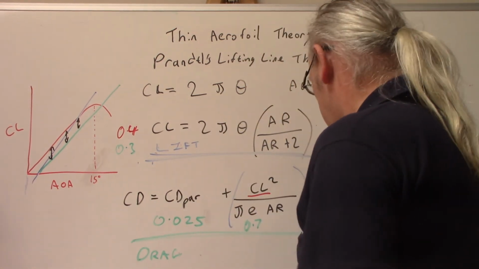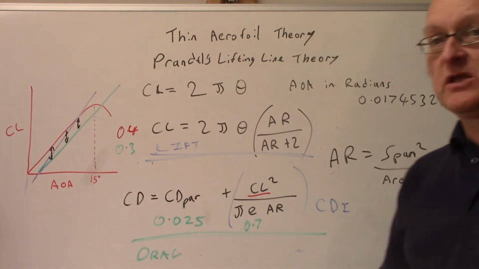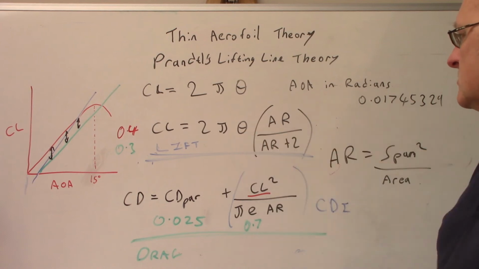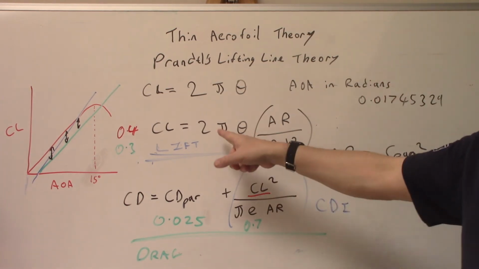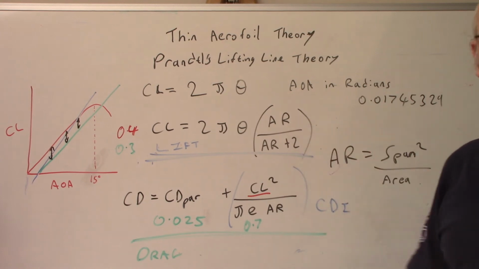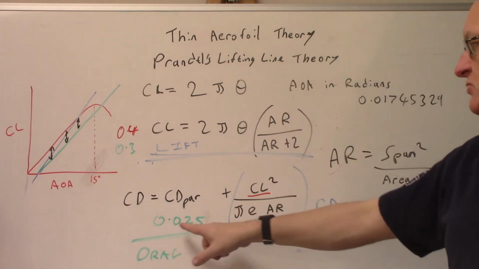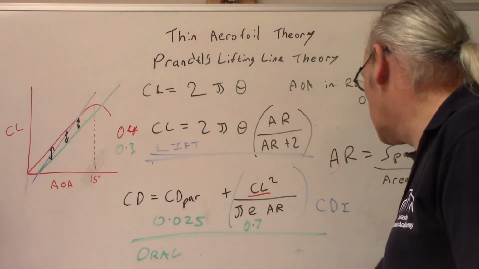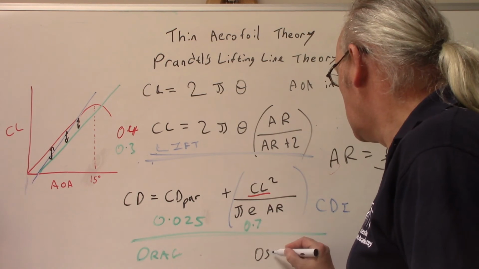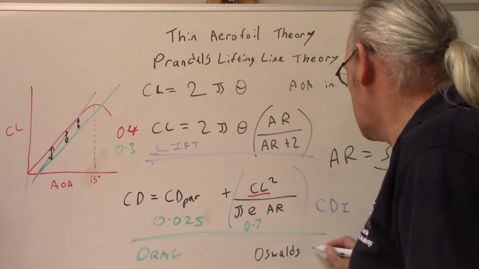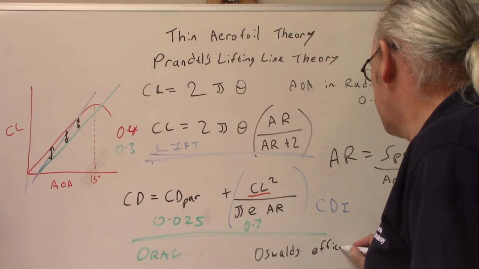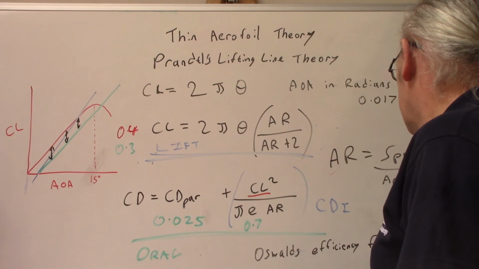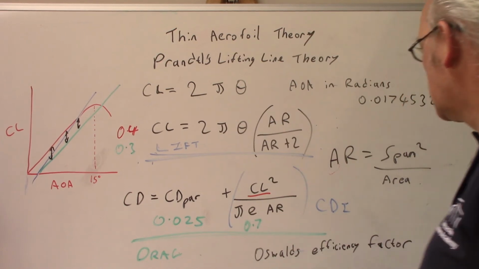The main thing you're going to have to explain isn't so much this one. Remember these are in radians. The main thing you have to explain is what aspect ratio is and how you calculate it, as well as this 0.025 and this 0.7. Remember 0.7, just to write on there, was Oswald's efficiency factor.